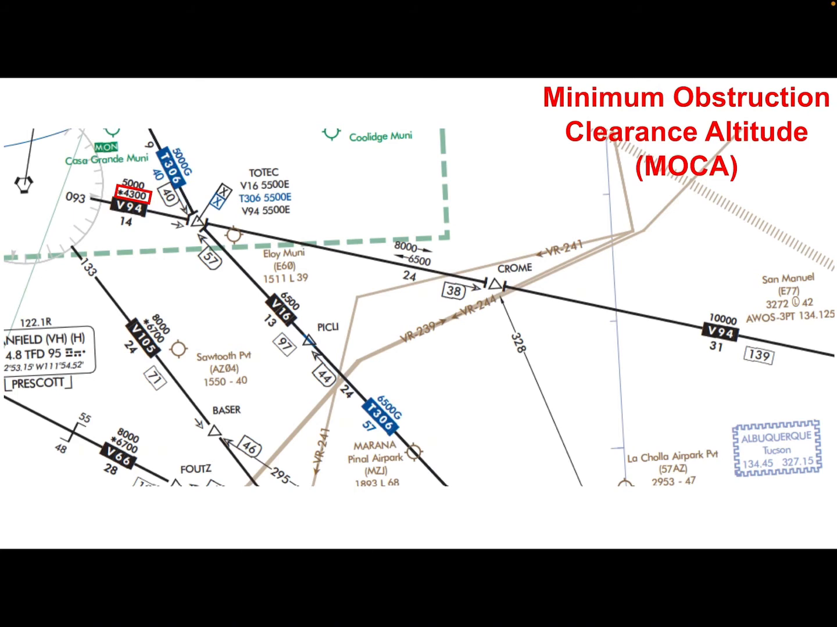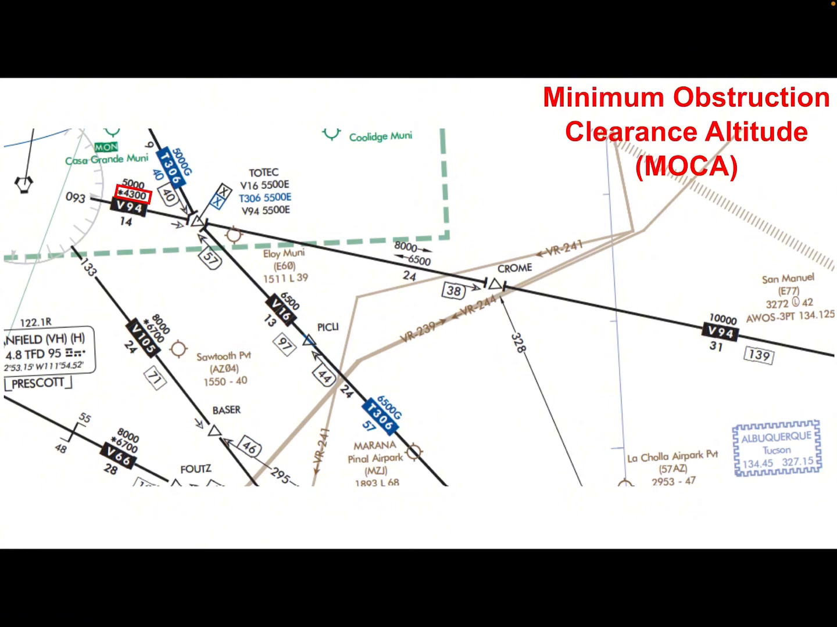The obstacle clearance is only assured on the airway. So if you deviate off course, off the airway, again, the airway is 4 nautical miles wide on each side, there could be an obstacle within less than 1,000 feet of the MOCA if you were in a non-mountainous terrain area.